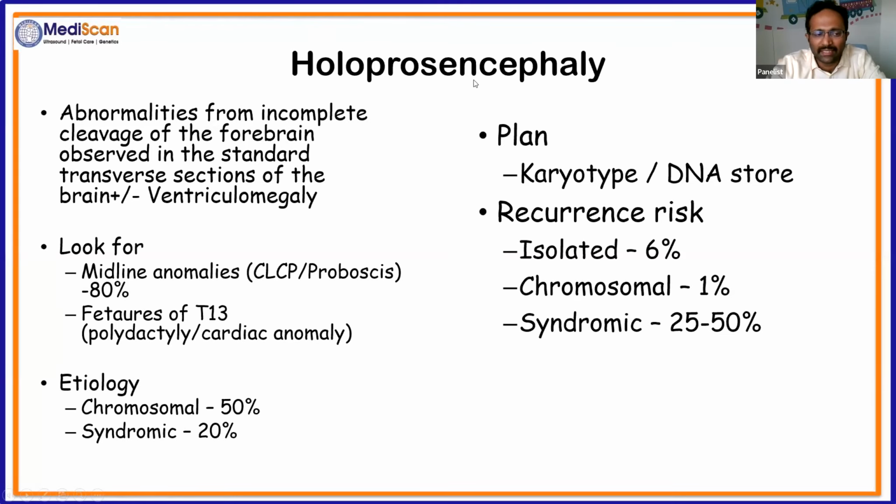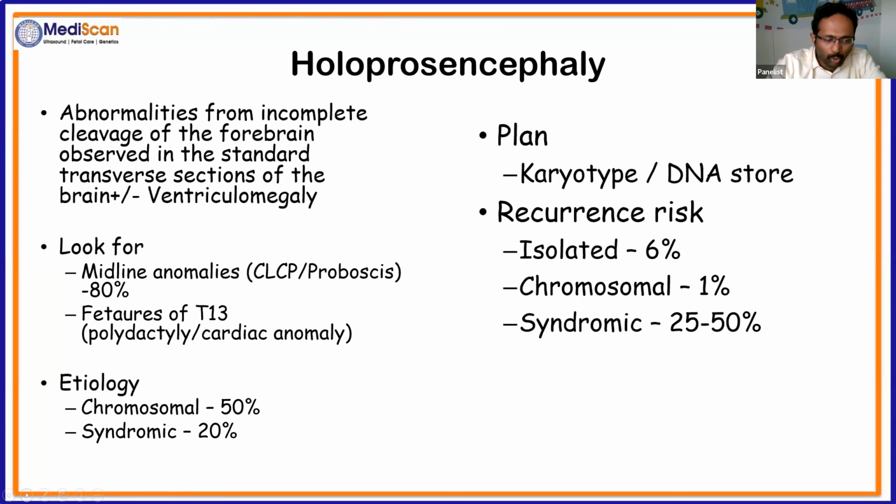And when you see this, you need to look for other midline abnormalities like a facial cleft, which can be seen in 80% of the cases. We have to look for features of chromosomal abnormality like a trisomy 13. Baby can have a heart abnormality, and the etiology in 50% can be chromosomal, in 20% it can be syndromic, and hence the recurrence risk would be based on the cause of the problem.